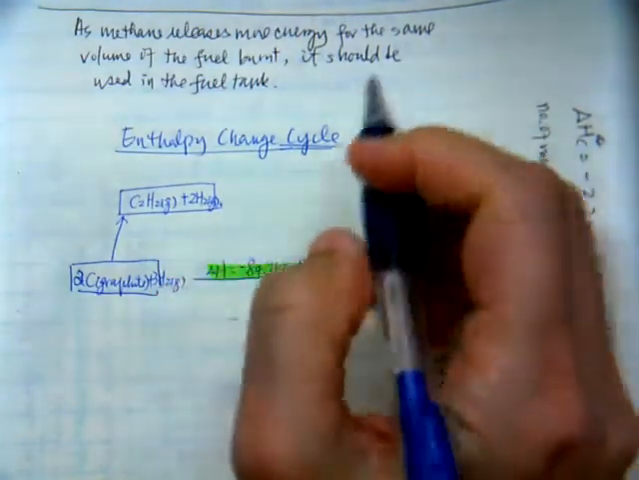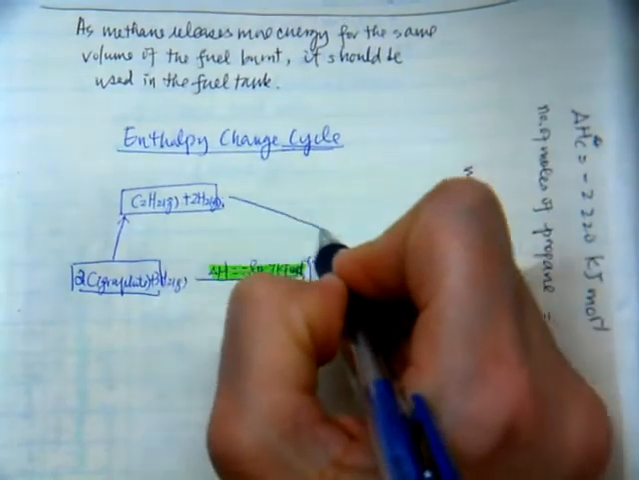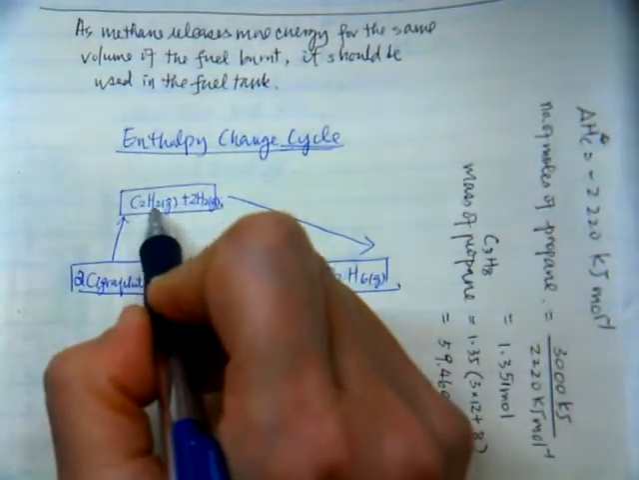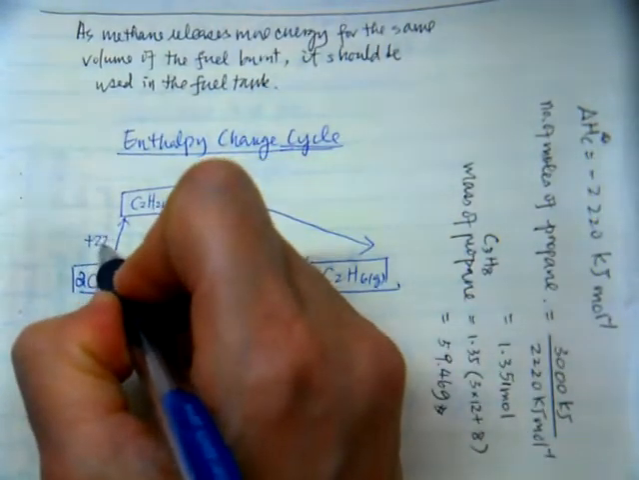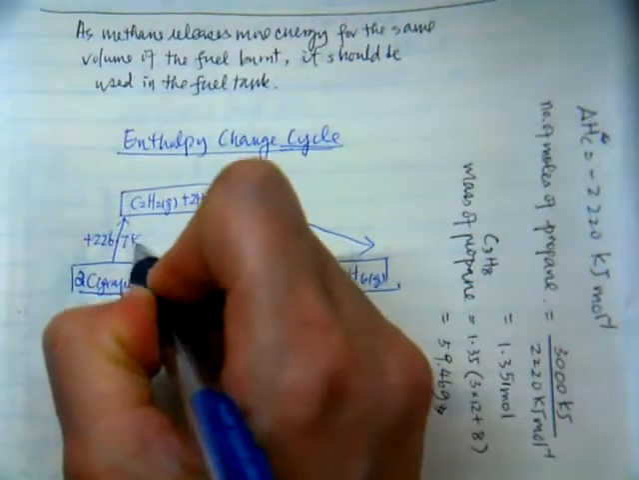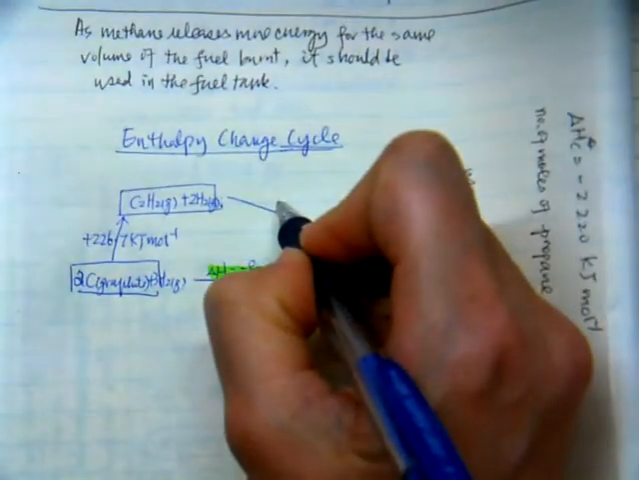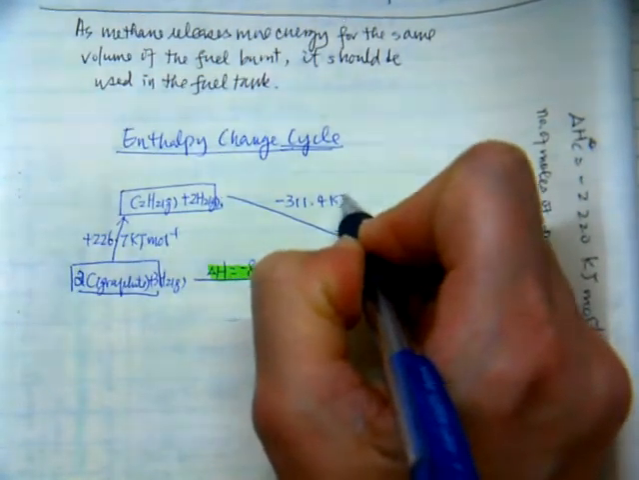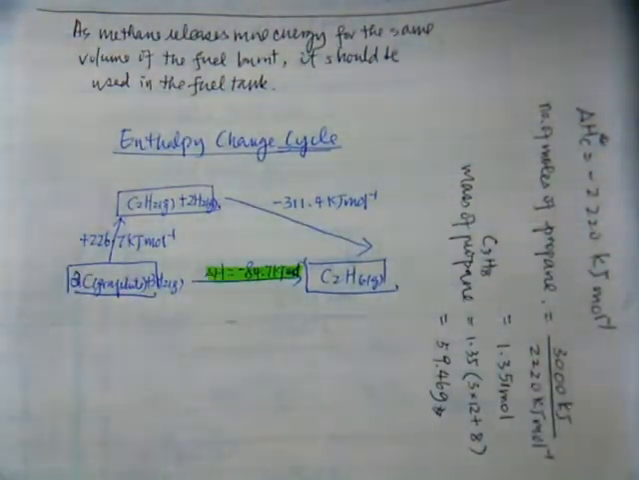And then the second step is the formation of ethane from these two reactants. For the first step, we have 226.7 kilojoule per mole. And then for the second step, negative 311.4 kilojoule. I will highlight these two in red. Okay.